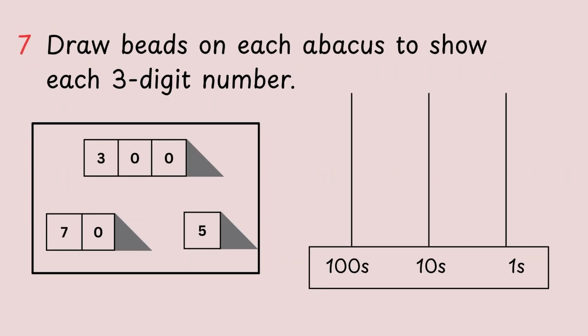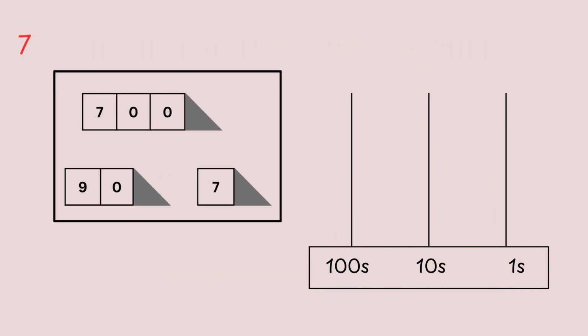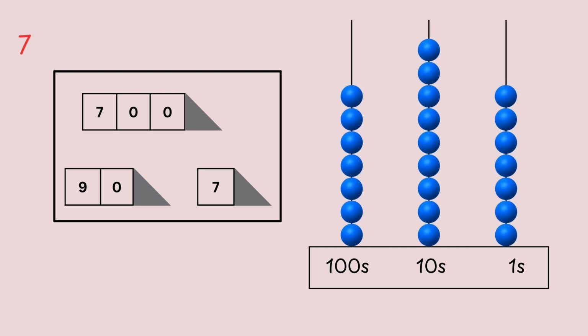Question 7. Draw beads on each abacus to show each 3-digit number. So in the box, we can see that for hundreds, there are 300. For tens, there is 70, and for ones, there is 5. So we put 3 beads on the 100 spike, 7 beads on the 10 spike, and 5 beads on the 1 spike. And for the next one, we can see that there is 797. So we put 7 beads on the 100s, 9 beads on the 10s, and 7 beads on the 1 spike.